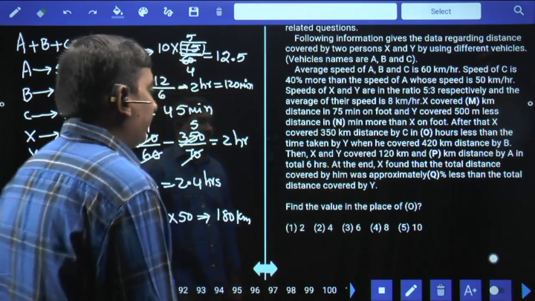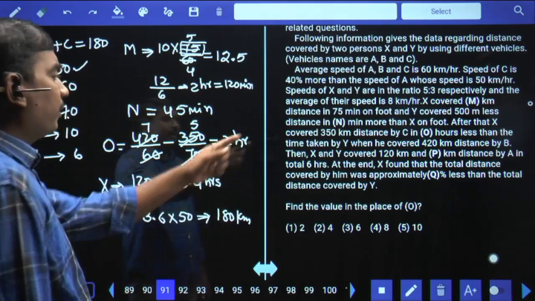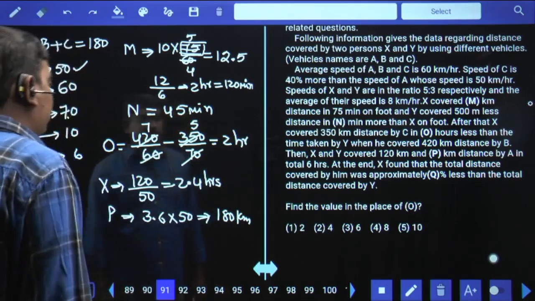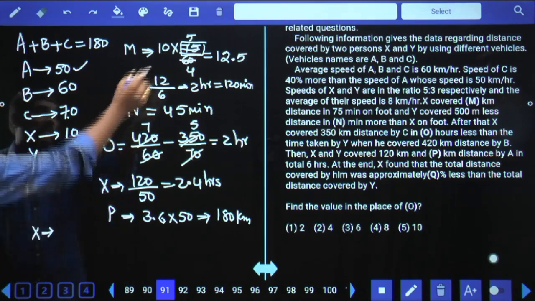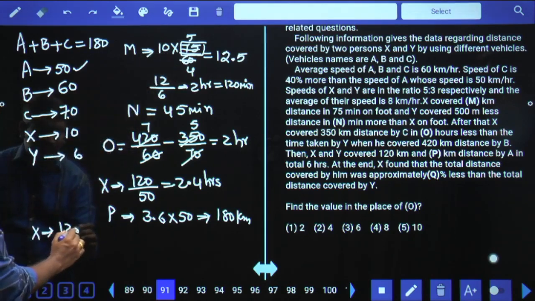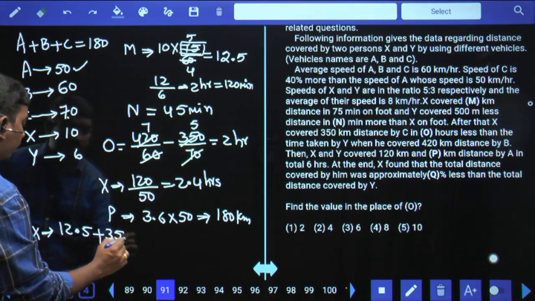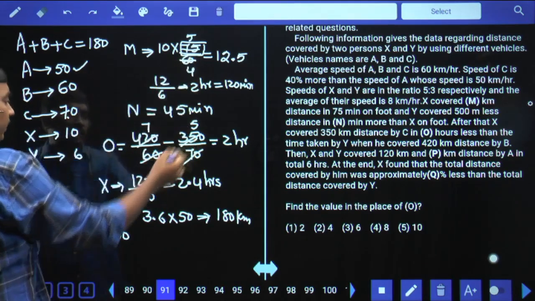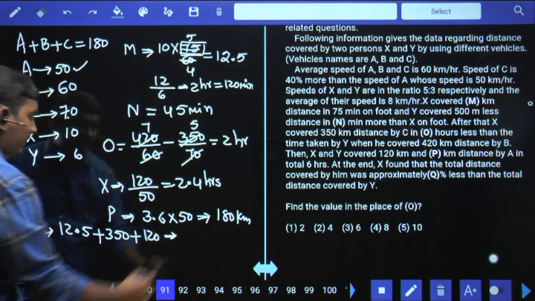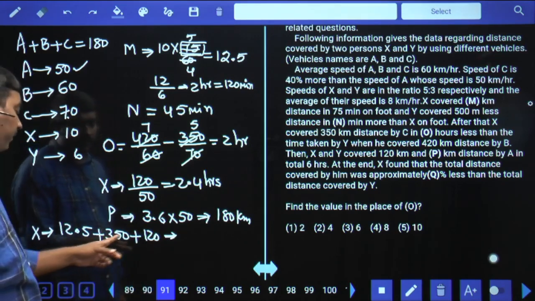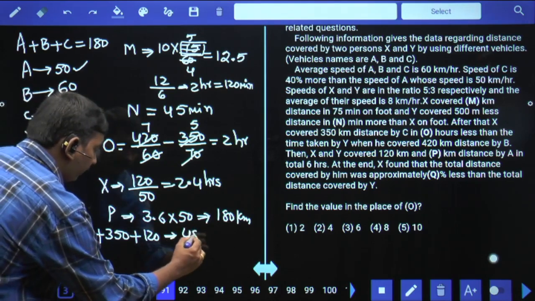At the end, X found that the total distance covered by him was approximately Q% less than the total distance covered by Y. First of all, X covered a total of how much distance? Initially 12.5 kilometers, later 350 kilometers, and then 120 kilometers. This is the distance traveled by X. 350 plus 120, 470, plus 12.5, 482.5. This is X.